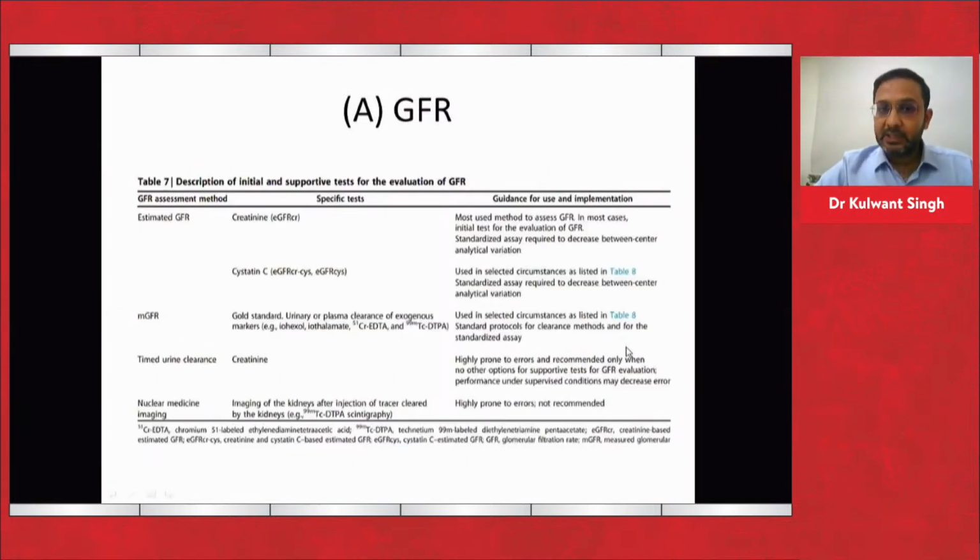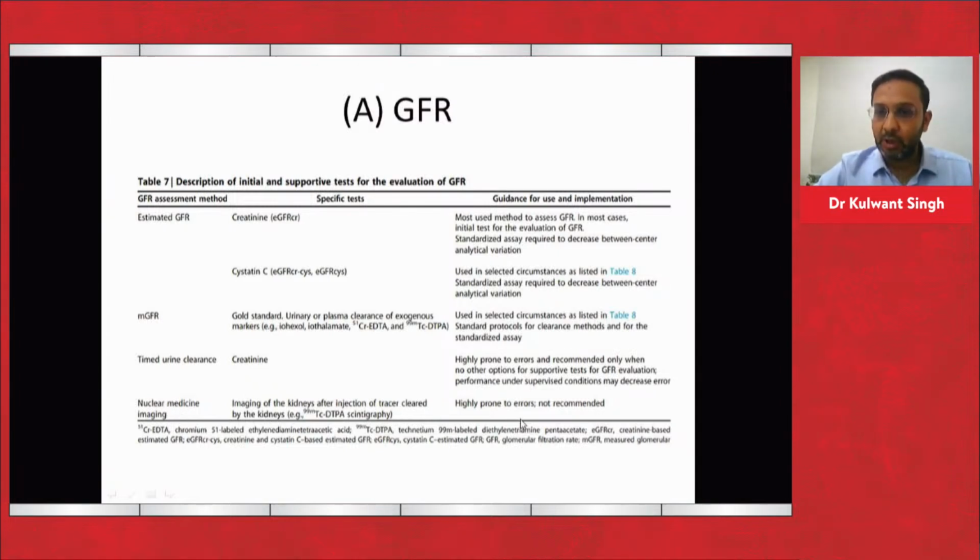So these are the methods by which we evaluate GFR. Either we go with the estimated GFR equations, or we go with the measured GFR, where we inject something into the body like iothalamate and then calculate its plasma or urinary clearance. We can go for a timed urinary clearance of creatinine, like a 24-hour creatinine clearance in urine, which can give us a rough estimate of the measured value of GFR.